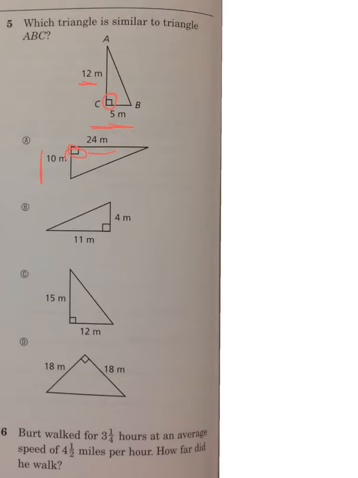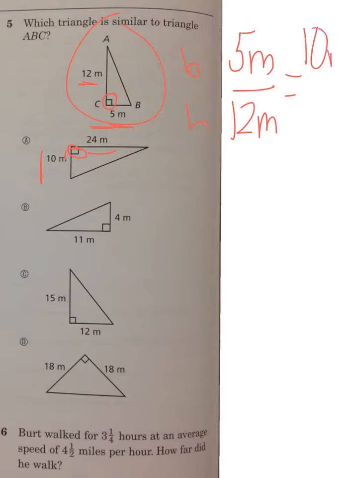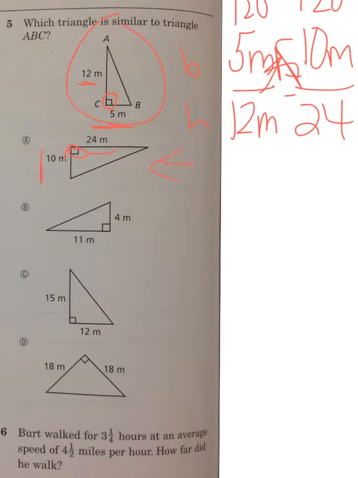That means you need to set up the proportion the right way. Let's do base 5 meters for this example triangle over 12 meters is the height. So base will be the top number, height will be the bottom number. Let's see if it is equal to 10 meters, the triangle in A, over 24. When you multiply 12 times 10, you get 120. When you multiply 24 times 5, you get 120. So A is actually correct, but let's just make sure. Look at the next triangle. Look at your right angle. 4 will then be the base, and 11 will be the height.